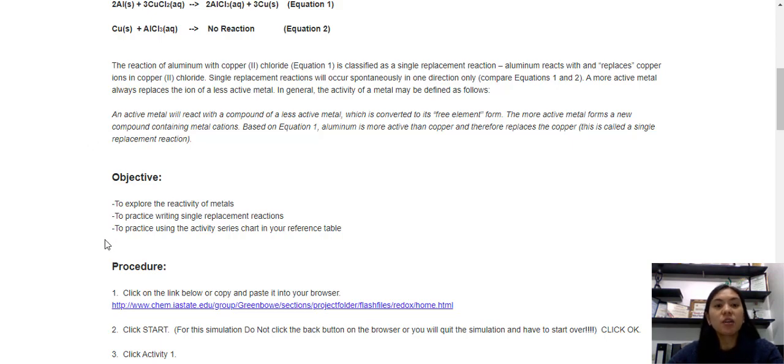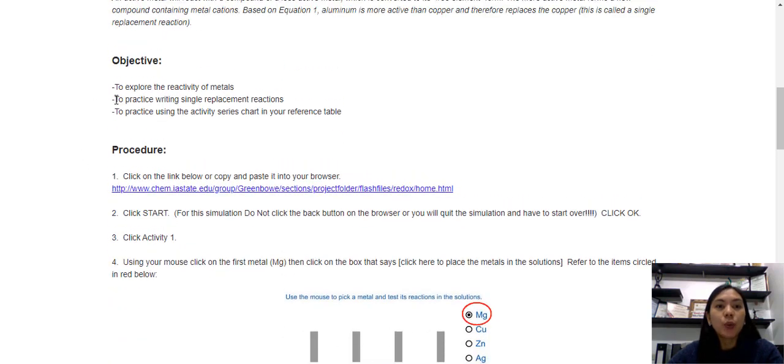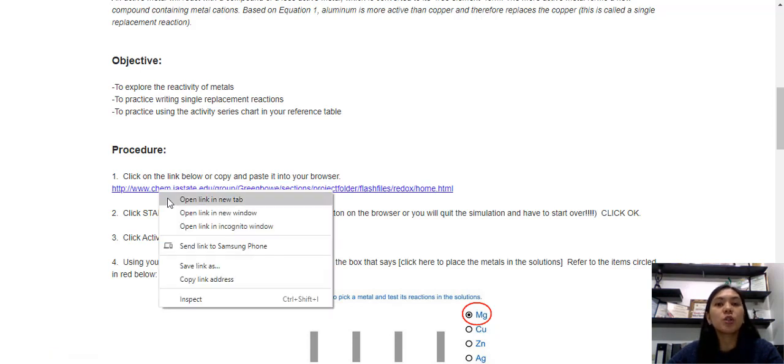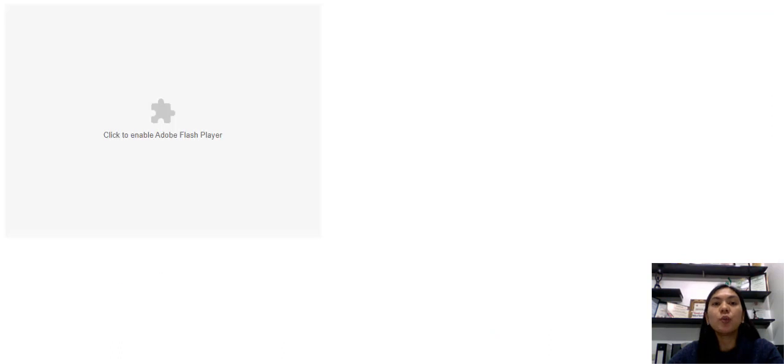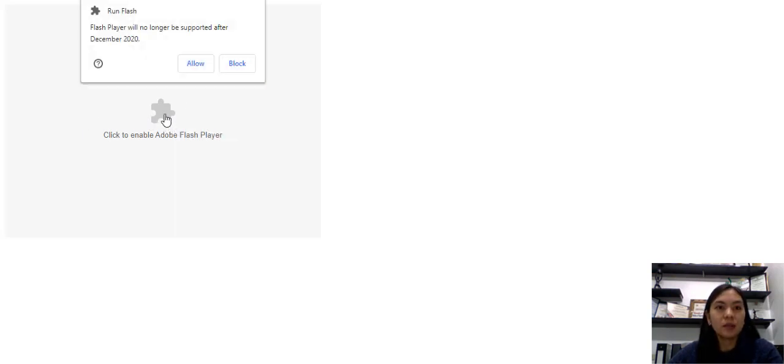The objectives of this experiment are the following: to explore the reactivity of metals, to practice writing single replacement reactions, and to practice using the activity series chart in your reference table. Let me show you the procedure of this experiment. You have here the link, which we will open in a new window. For this experiment, you have to enable your Adobe Flash Player for it to work, so you just allow it to play.